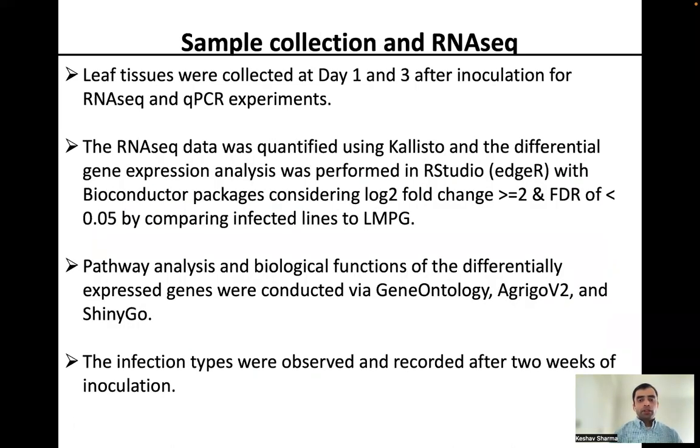We collected samples for the RNA-seq experiments. Leaf tissue was collected at day 1 and day 3 after inoculation for RNA-seq and qPCR experiments. RNA-seq data was quantified using Kallisto, and differential gene expression analysis was performed in RStudio with various Bioconductor packages. Pathway analysis and biological function of the differentially expressed genes were conducted via gene ontology, AgriGO v2 and ShinyGO. The infection types were observed and recorded after 2 weeks of inoculation.